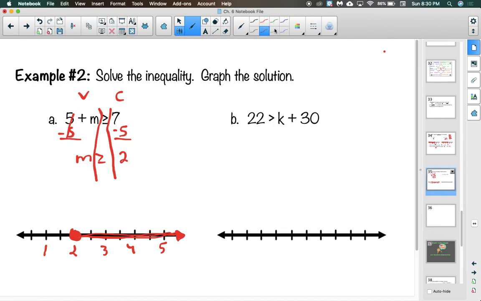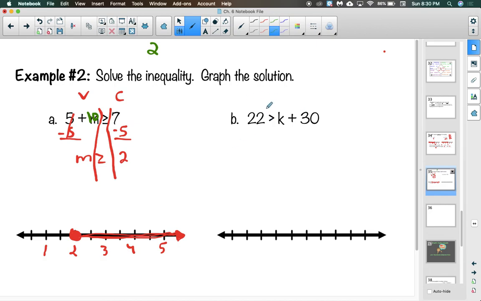So just for fun, really quick, we are going to test that theory. 5 plus 2 is 7. Is 7 greater than or equal to 7? Yes, it is. Let's try a number bigger than 2. Let's try the number 10. 5 plus 10 is 15. Is 15 greater than or equal to 7? Yes, it is. So that's what we're saying here. Any number 2 or greater can be put in for m, and we will get a true statement there.